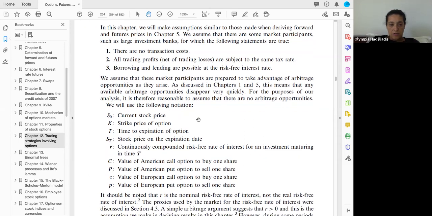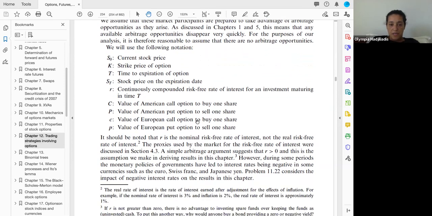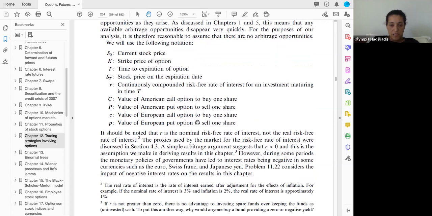So we will use the following notation. S0 is the current stock price, K is the strike price of the option, T is the time to expiration of the option, ST is the stock price on the expiration date, and r is the continuously compounded risk-free rate of interest for an investment maturing in time T. C is the value of the American call option to buy one share. P is the value of the American put option to sell one share. c is the value of the European call option to buy one share. And p, lowercase, is the value of the European put option to sell one share.